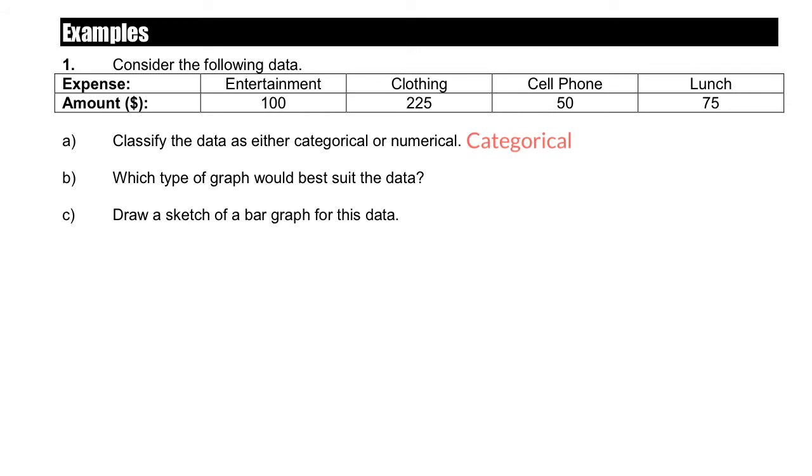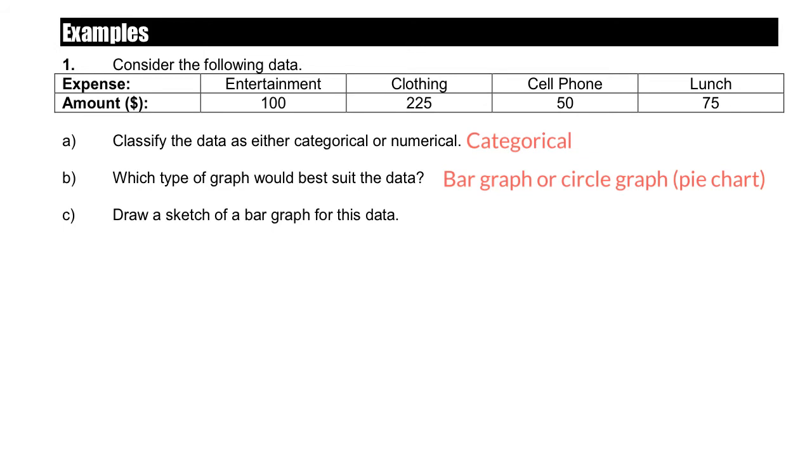Well, let's just take a look. We've got different categories right here: entertainment, clothing, cell phone, lunch. Those are different categories. They are not connected. They are not numerical. So we have categorical data here. So because of that, which type of graph would best suit the data? Well, if it's categorical data, we are looking at using either a bar graph or a circle graph.